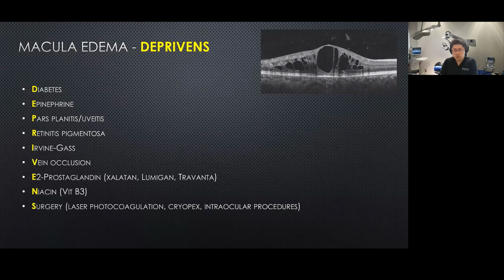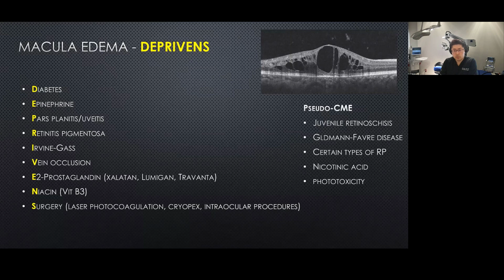And of course, there's also another category called pseudo-macular edema. Right? So pseudo-CME are cases that appear to look like macular edema, but they do not leak on IVFA or fluorescein angiography. You see them in vitreoretinal disease, Fabry disease, certain types of RP, and niacin use, for most of the top differentials.